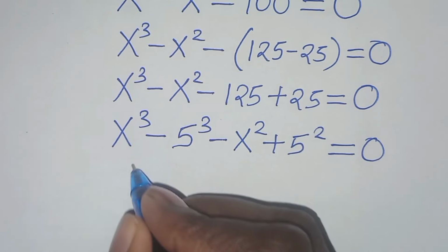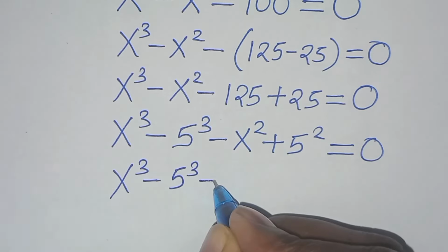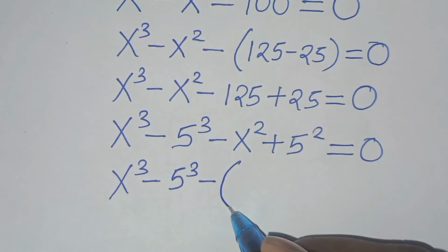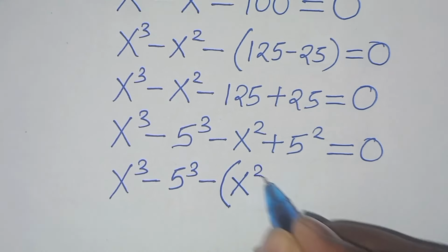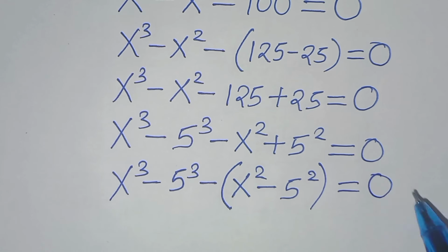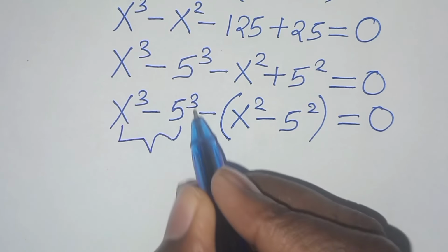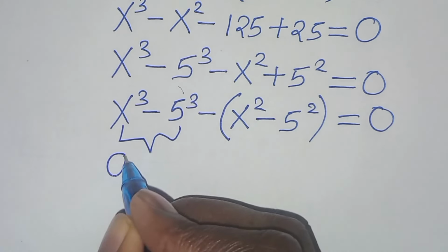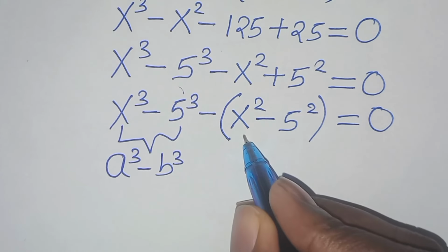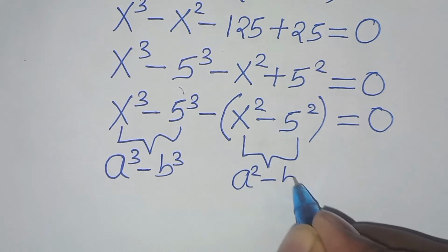Now here we have x to power 3 minus 5 to power 3, subtract x to power 2 plus 5 to power 2, which we can express as x to power 2 minus 5 to power 2 in the parentheses. This is equal to 0. So we have two parts here. The first part is the difference of two cubes, expressed as a to power 3 minus b to power 3. And the second part is a squared minus b squared.